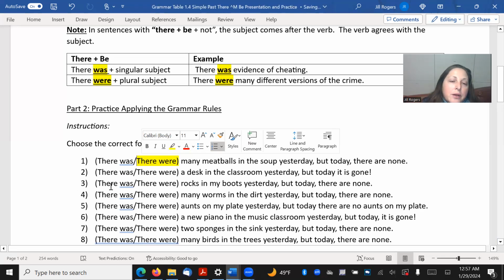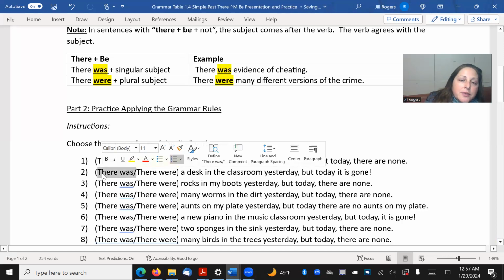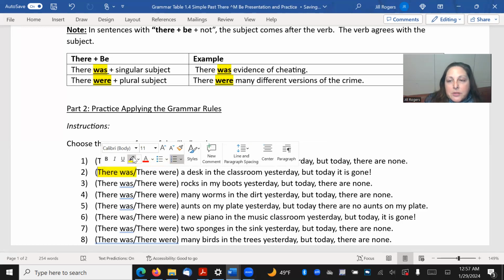Let's go ahead and do number two together. Let's take a look. What's the subject? What's this here? It's coming after the verb. It is singular. So we need to have was, right? There was a desk in the classroom yesterday, but today it is gone. Okay, so please pause the video, finish doing number 3 through 10. And when you're ready, we'll come back.